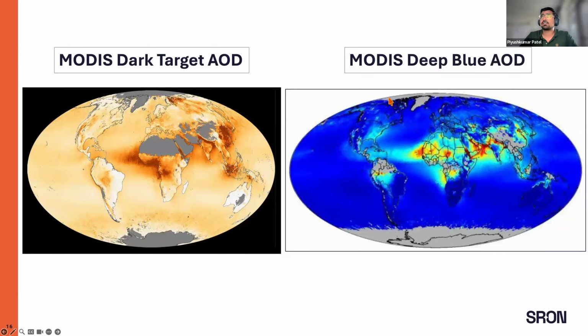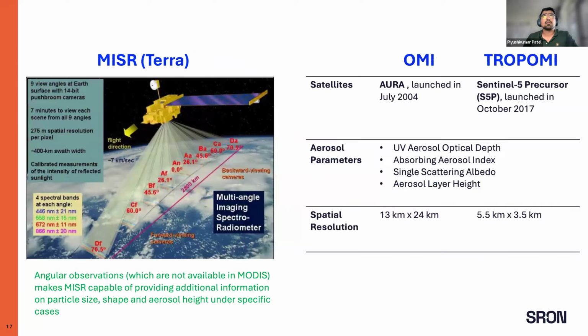So this deep blue works very well on bright surfaces, particularly desert and ice. Still, the polar region is not covered, because these are polar orbit satellites, the MODIS and all, and they won't cover the entire polar region. But there are certain observations we have over the Himalayan regions. The desert is completely blocked in the dark target, but in the deep blue, we have very nice information of aerosols over the desert surface. So these are just for comparison.